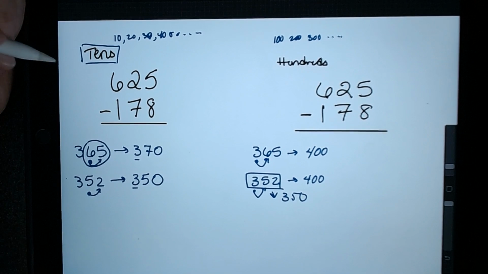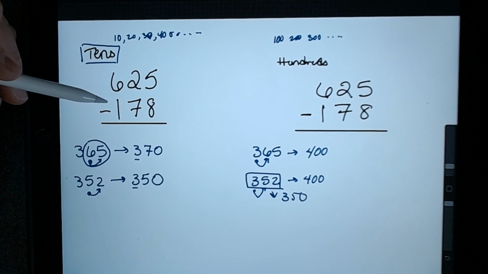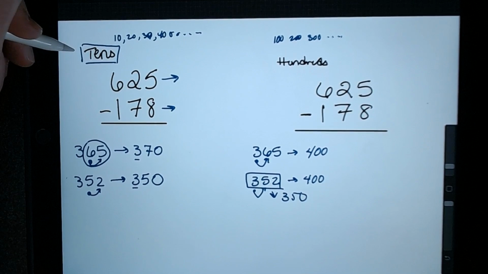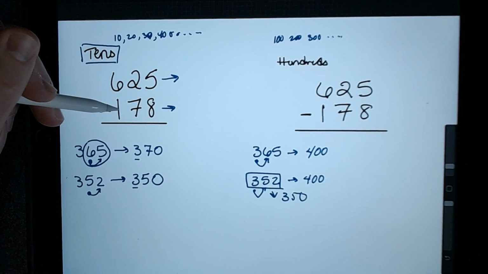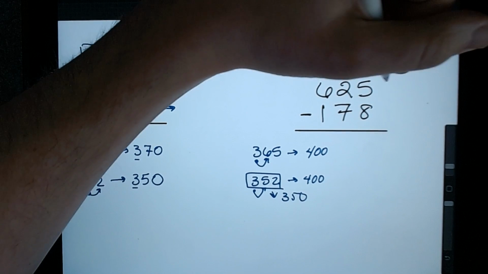So what I'd like you to try is 625 minus 178. What I want you to do first, though, is I want you to round both of these numbers to the nearest 10. 625 rounds to what to the nearest 10? 178 rounds to what to the nearest 10? And then I want you to do the exact same problem, but I want you to round to the nearest 100.